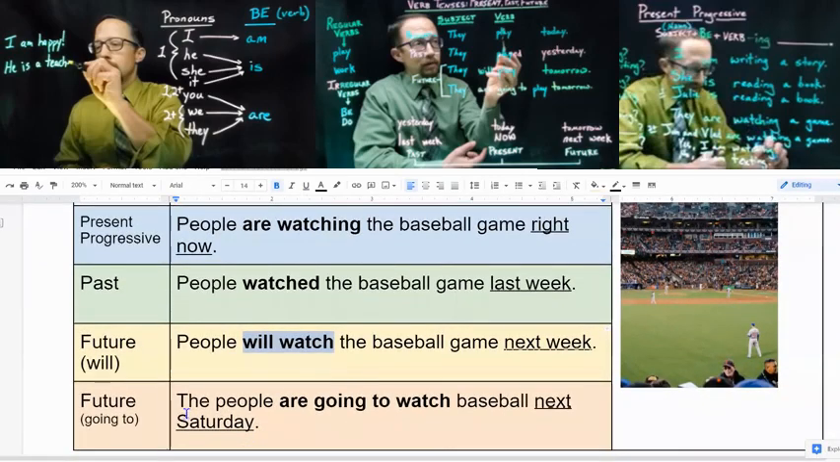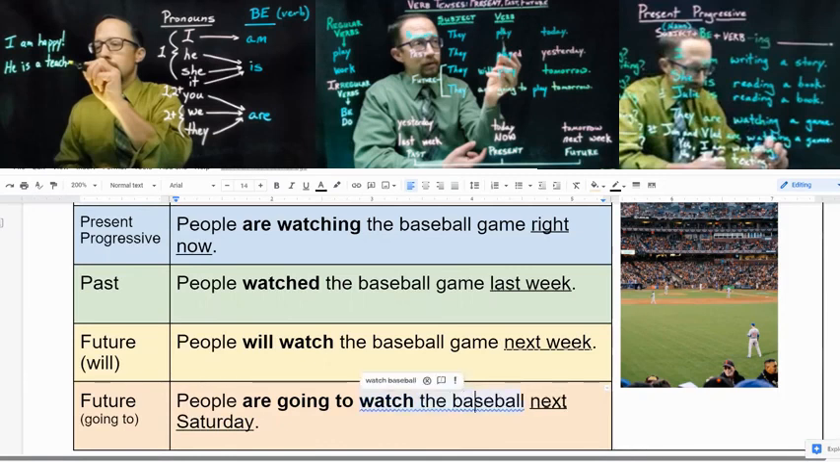And this one's already done for us, right? The people, more than one. Let's keep it the same. We'll just say people. People or the people, it's the same thing. People are going to watch baseball next Saturday. You can say the baseball game. Computer doesn't like it as much, but it's okay too. Okay? There are different ways to say it.